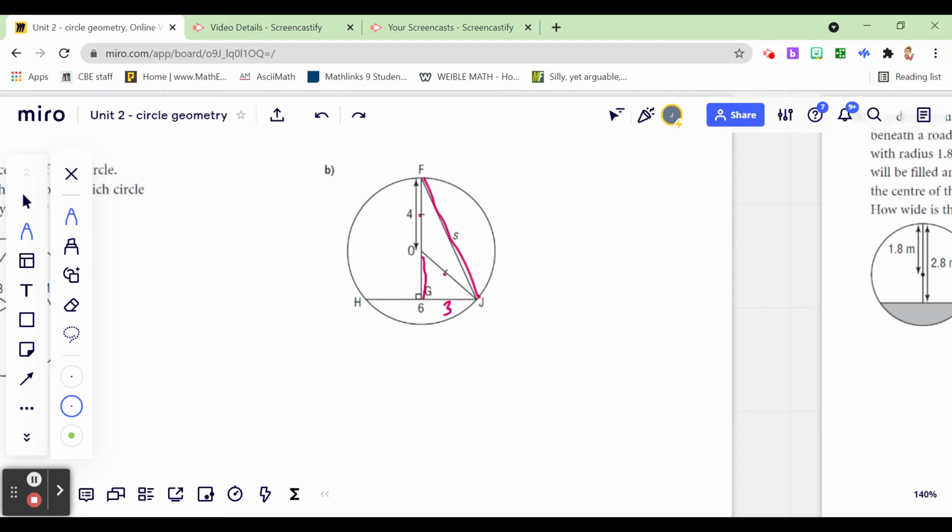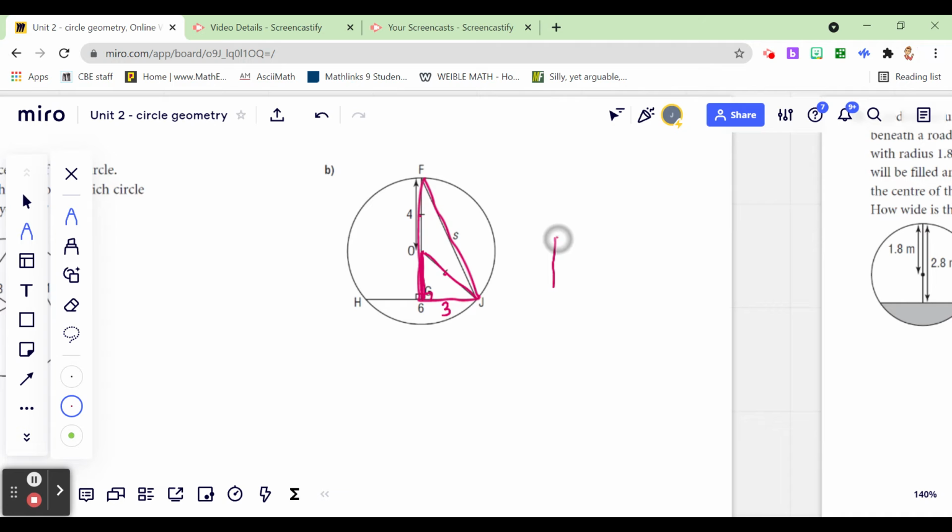Okay, so I want to keep this 3 here. But I'm actually going to be looking at this big triangle here, because then I have my full side length S, and I have a 90-degree angle. In order to use the Pythagorean theorem here, I am going to need to know what this length is. Okay, so this length is then part of this smaller triangle. So I'm going to look at that first.